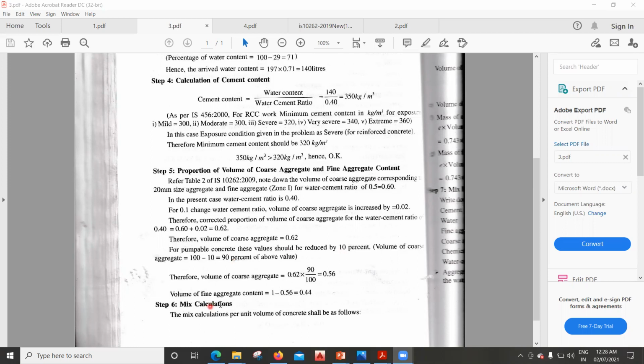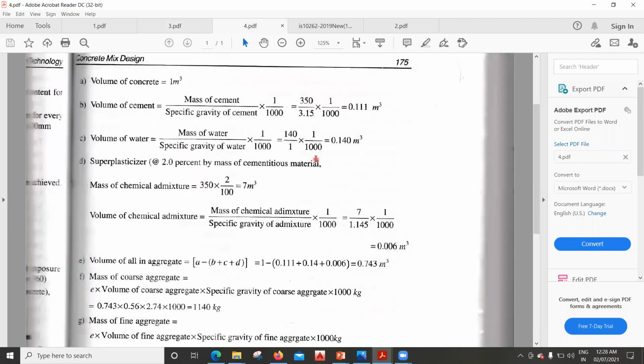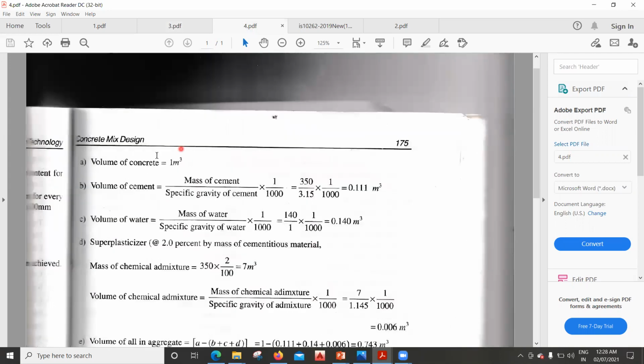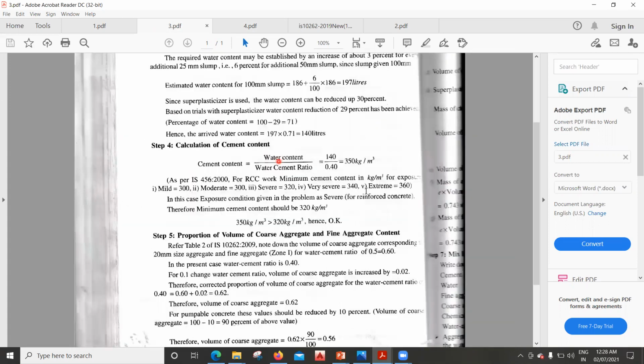The last is the mix calculation. The last thing is very simple. Now what are you supposed to do? For volume of concrete, we always do our calculation for 1 cubic meter. To find the volume of cement: mass of cement divided by specific gravity of cement, into 1 divided by 1000. Quickly do that. Mass of cement, how much had we taken? 350 is what we had got. If you don't remember, I'll go back to that quickly. We had got 350, right? Yeah, we have 350 here.